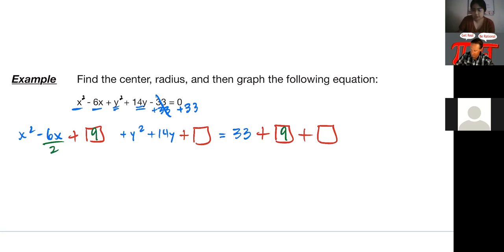Then I'm going to do the same thing, but to what? 14. Yeah, that 14y. And what is half of 14? 7. And what is 7 squared? 49.